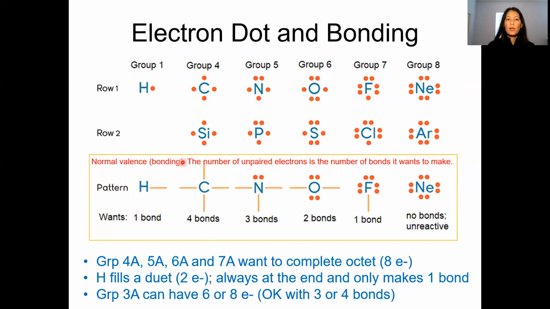Group 3, which I don't put on here, but it's boron and aluminum, they have 3 outer electrons and they're special. They can actually just pair those 3 to get a max of 6, and they're happy with 6. They're the only ones that are happy with 6, or they could also keep going and have 8. So they're okay with 3 or 4 bonds.